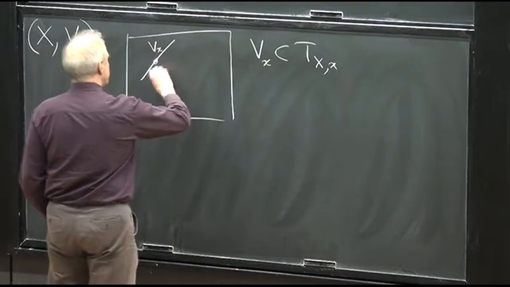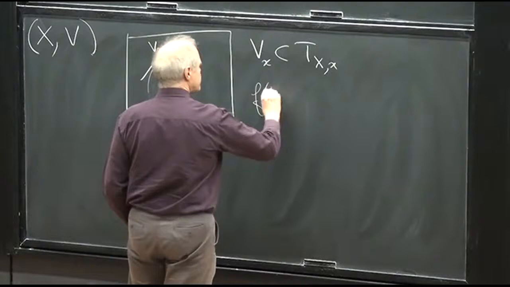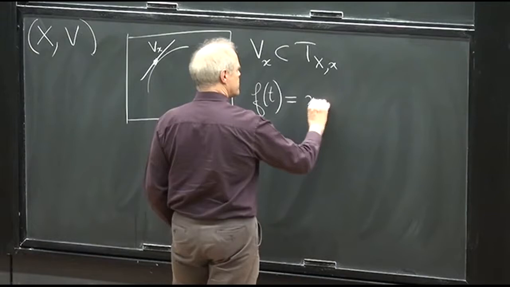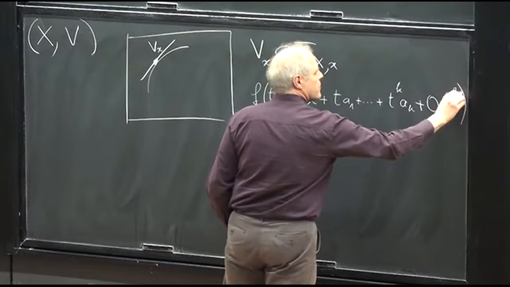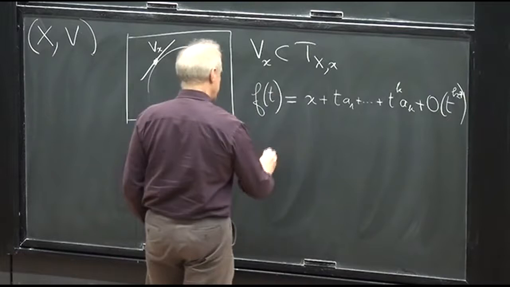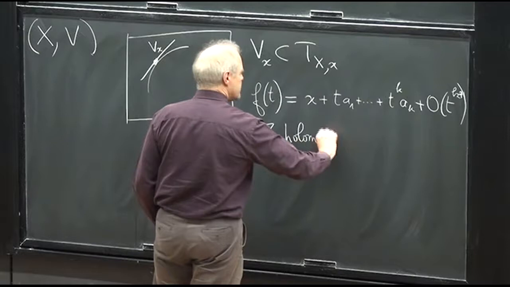Then you look at a curve which is tangent to V, so f(t), which starts at point x. So you look at the Taylor expansion. Neglect terms of higher order. And then you can express the jet by taking a holomorphic connection. One of the problems is that this holomorphic connection, of course, exists only locally.